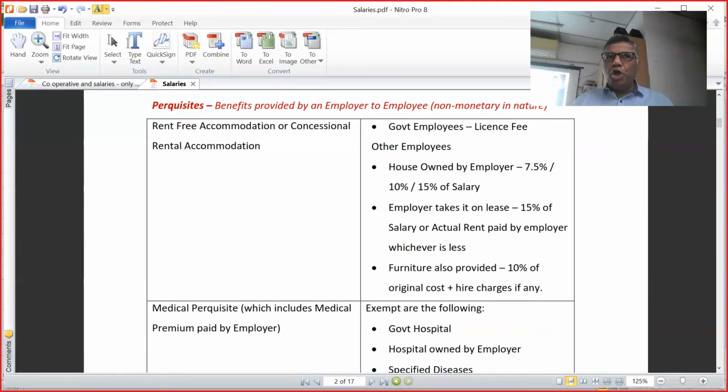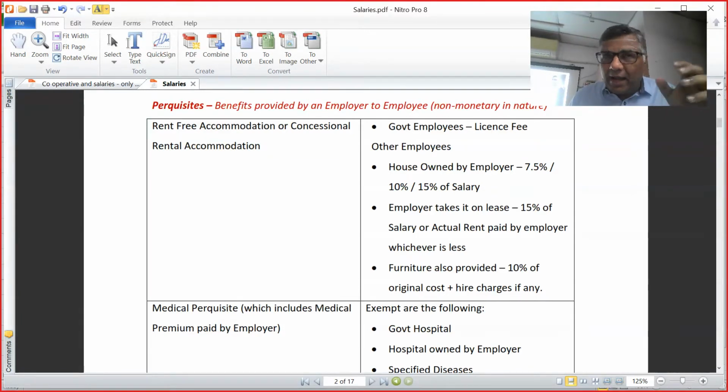Perquisites. Non-monetary benefit. What is that? Car provided by employer. If the employer gives you an allowance, we call it transport allowance. Here, the employer provides you the facility itself. House provided by employer. Loan provided by employer. Gift given by employer. Remember, gift given by employer is not covered under 56(2)(10).